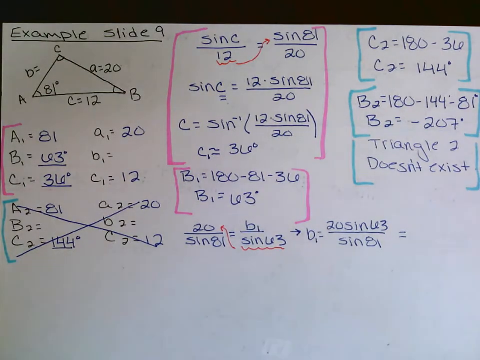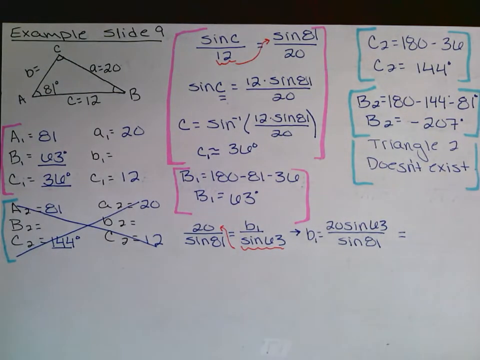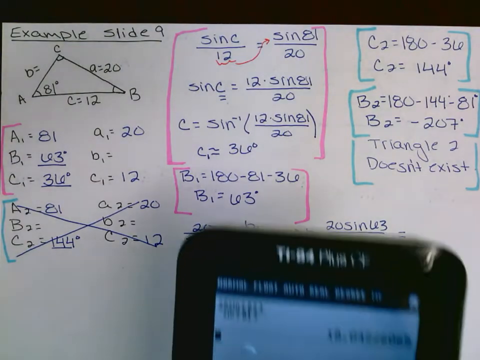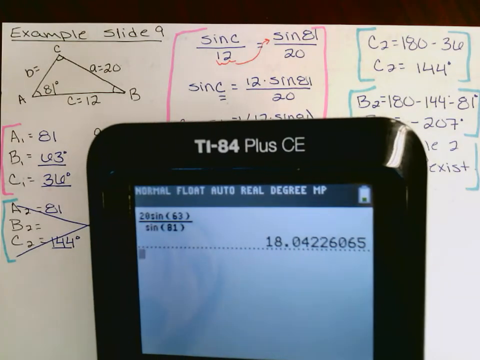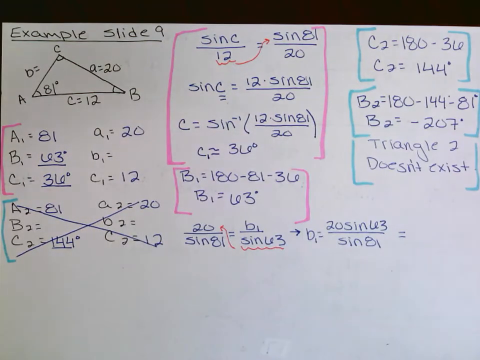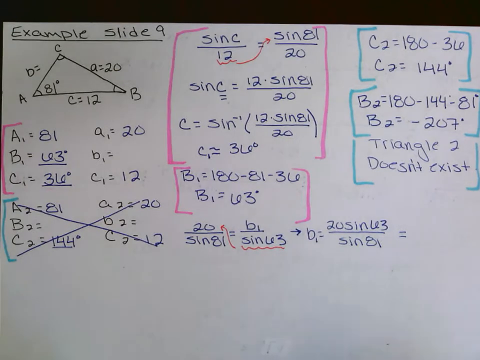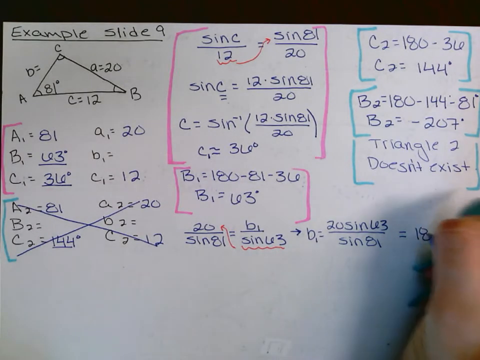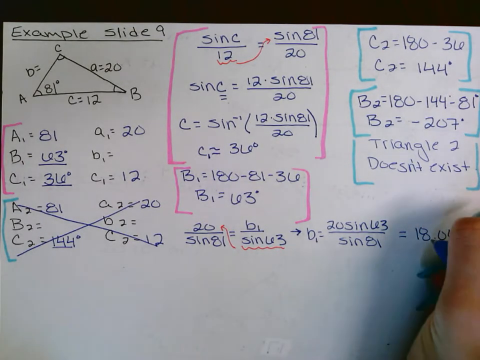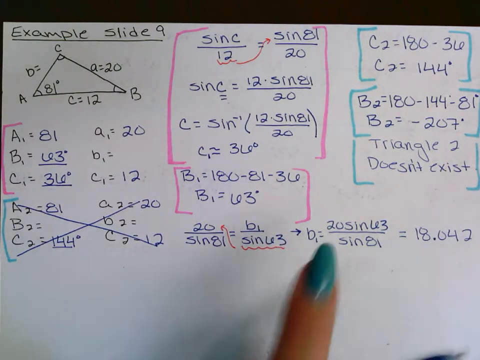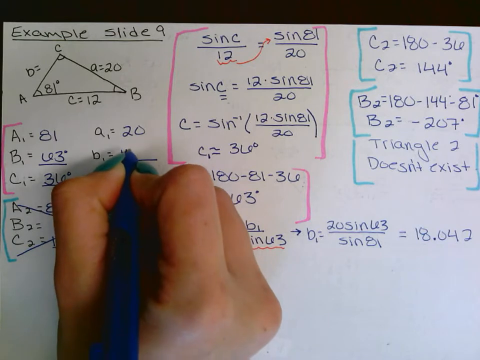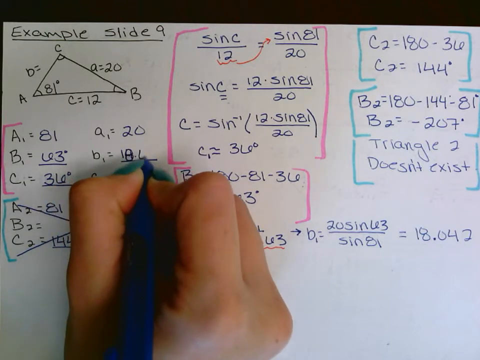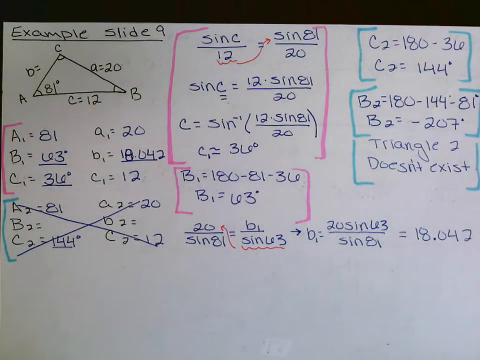And now plug that in your calculator to get B. All right, so when you put that in your calculator, it should look something like this, and you should get 18.042, okay? 18.042. And again, that was B1, so I'm going to put that right here. And I finish this question.